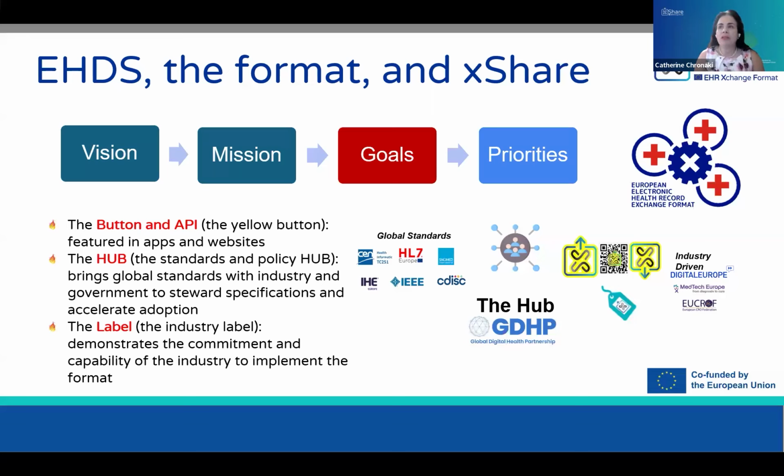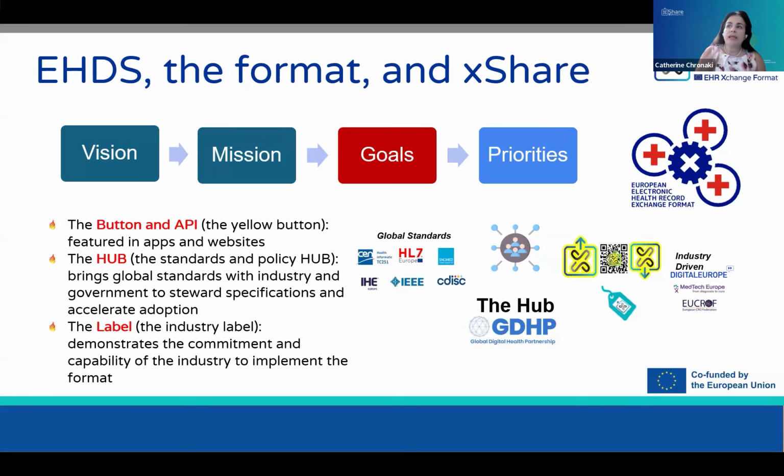And we have very specific goals. The goals are the button, but it's also systems that can talk to each other and exchange data in high precision. It's the hub to maintain these tools and make it easy and cheap for the industry to implement and be part of the EHDS. And the label, as I said, which is to demonstrate the commitment and the capability of products to implement the format.